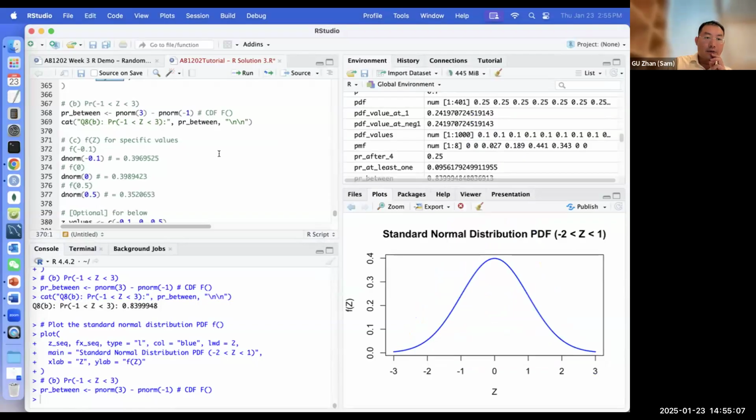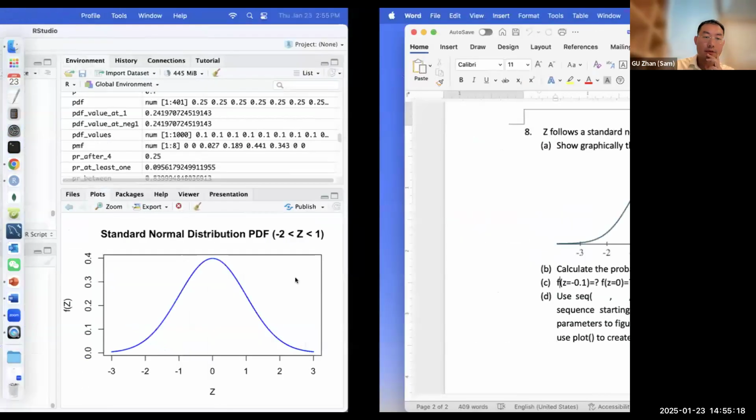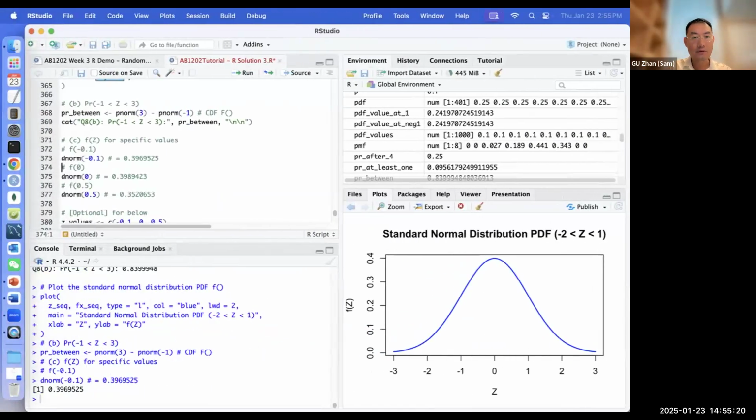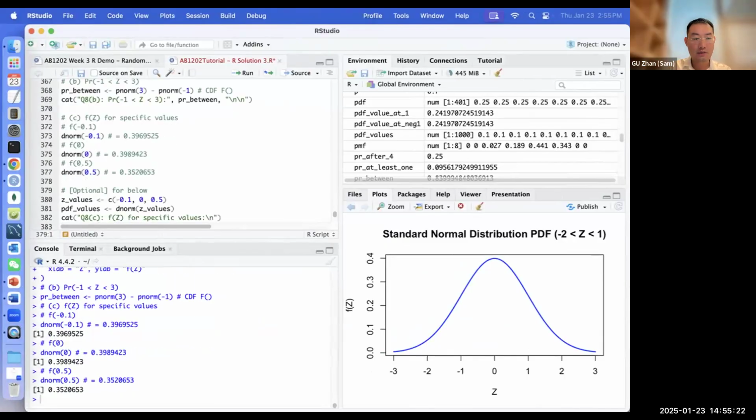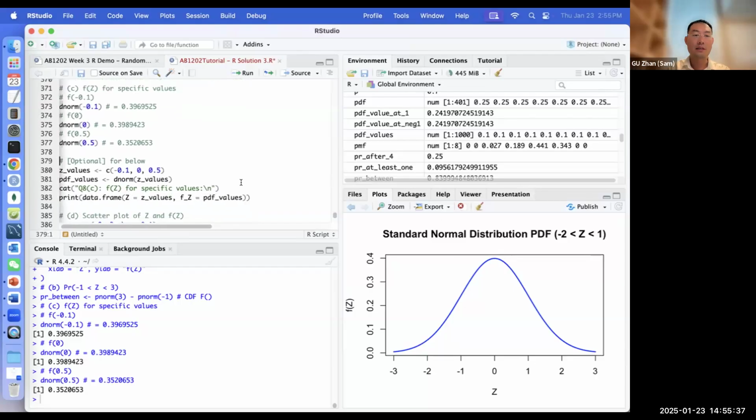F of z for specific values. So this part is asking you for the probability density value. So it's a small f, right? Probability density value for -0.1, 0, and 0.5. So they're asking for density values. But the probability of x equal to -0.1 is 0. So d norm is giving you the probability density value, but not the probability.